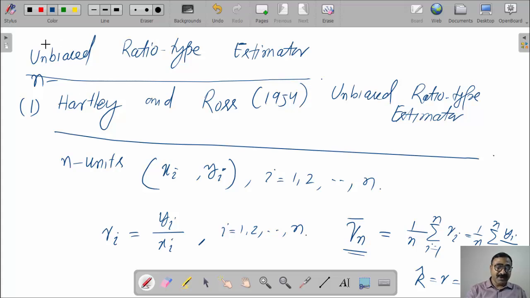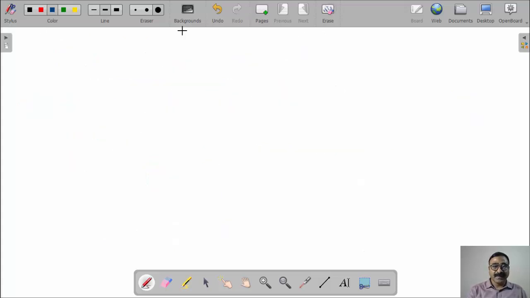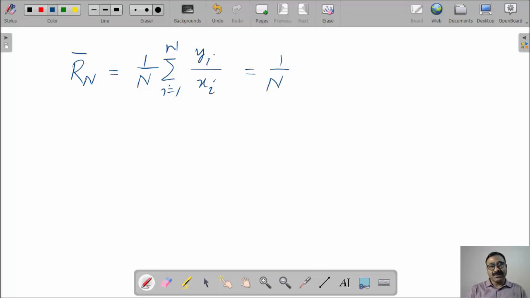Now, similarly for the population, let us define capital R_n bar, that is equal to 1 by n summation i equal to 1 to n y_i by x_i. This is for the population, 1 by n summation i equal to 1 to n R_i, where R_i equal to y_i by x_i.